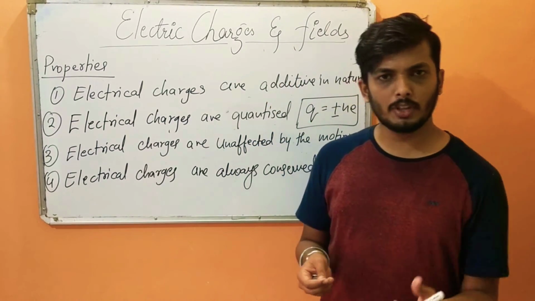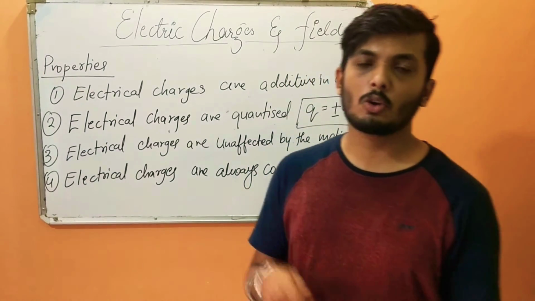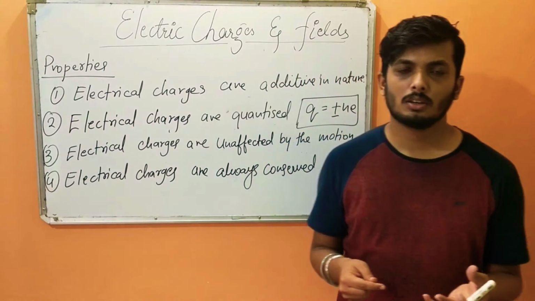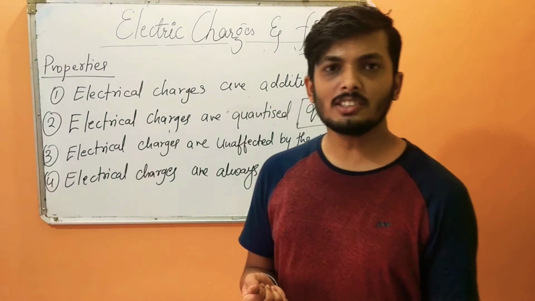The earlier example of the rod with the silk: when you rub a rod against the silk, the rod is going to lose electrons, whereas the silk cloth is going to gain those electrons. So as a result, what?